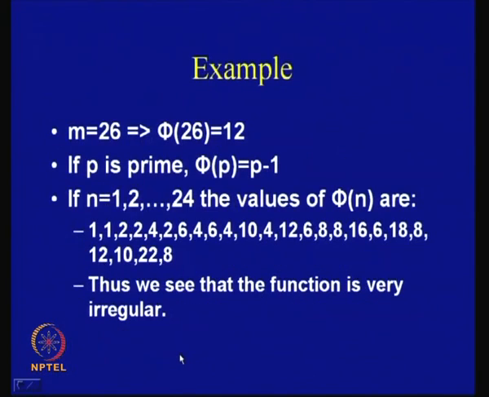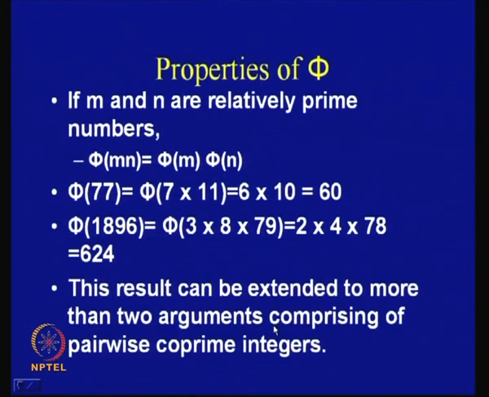As we remember, if m is equal to 26, then phi of 26 is 12. If p is a prime number, then phi of p is p minus 1, and if you vary n from 1 to 24, these are some of the values of phi n. You can see that phi n does not have a nice nature. It's not a monotonically increasing value, or even monotonically non-decreasing. If you start increasing n, there are places where the value of phi n diminishes, like from 12 to 6. So we see that the function is very irregular, and therefore we would like to have a way of calculating phi m.